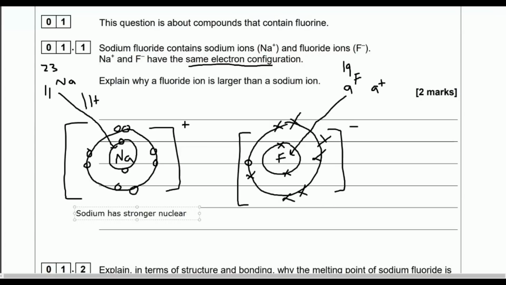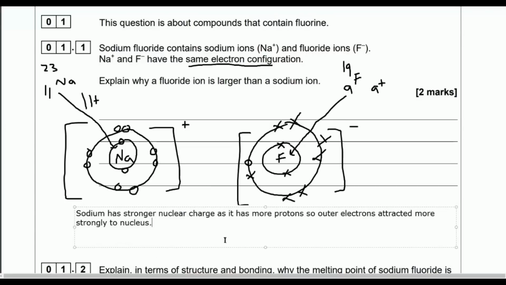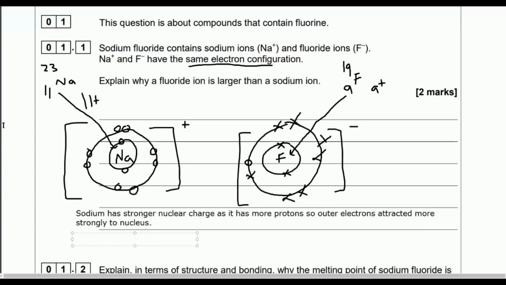Therefore, sodium has a stronger nuclear charge, has a greater attraction to those 8 outer shell electrons, and it pulls them in closer to the nucleus, hence why it's smaller. The fluoride ion, of course, has a smaller nuclear charge. Therefore, there's a weaker electrostatic force of attraction between the nucleus and the outer shell electrons, and so those electrons are able to drift away further, making the fluoride ion larger.